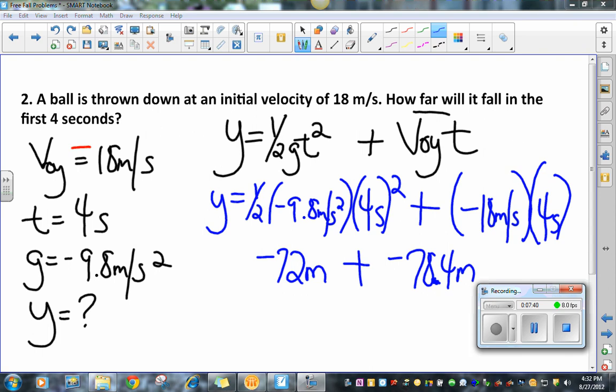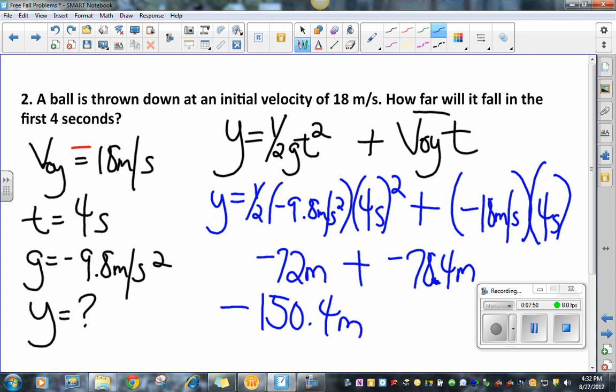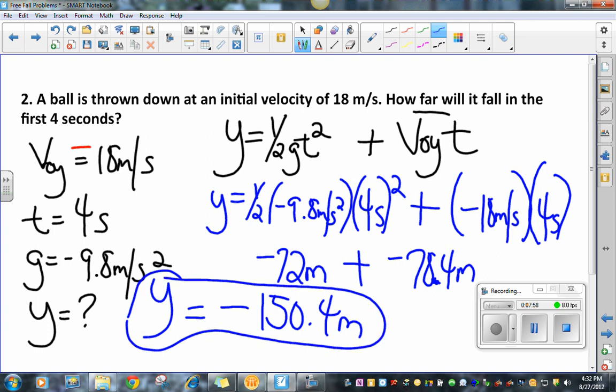And when you add this together, you should get negative 150.4 meters. That is your vertical displacement. The negative sign's there because it's showing the direction. Remember, it's a vector quantity. Okay? So check your work. Make sure you did that.